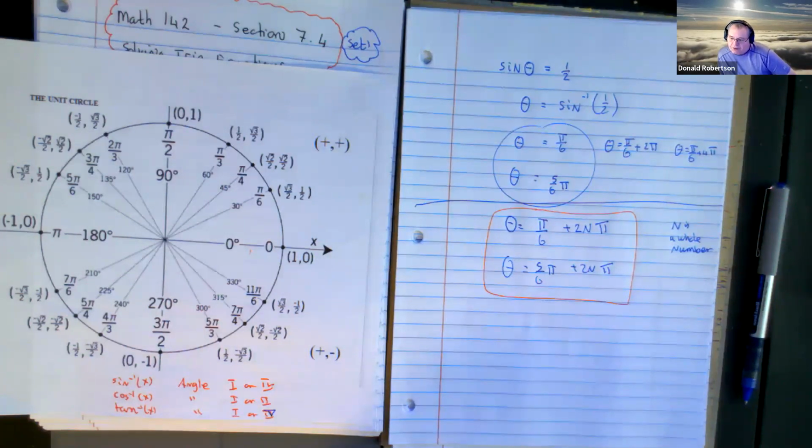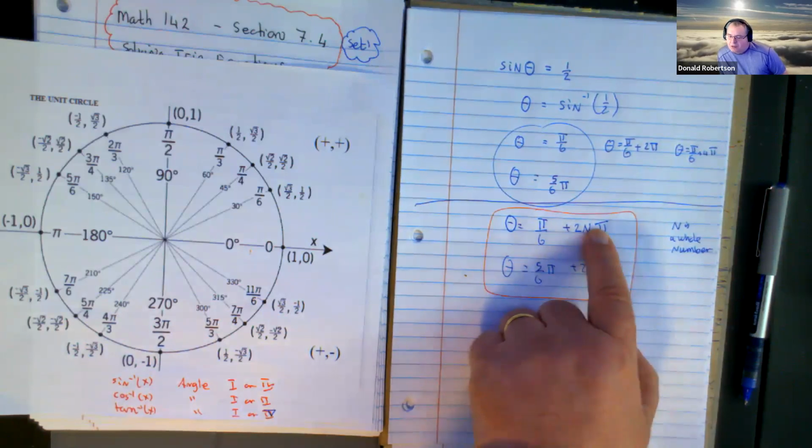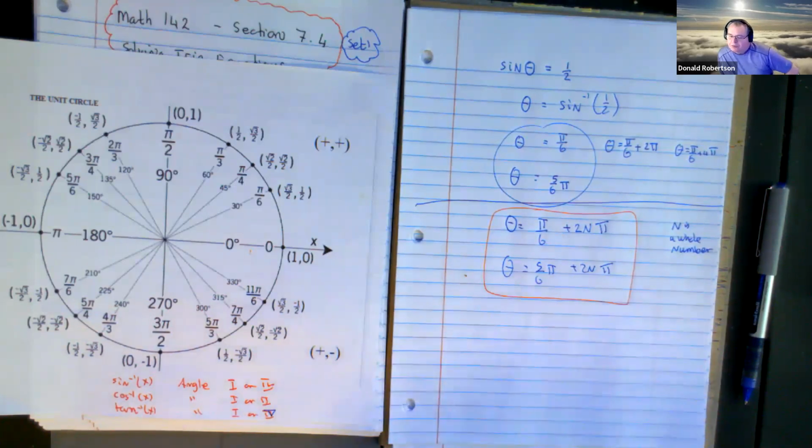Are we okay with that idea that there's now going to be an infinite number of solutions, right? Because we're not making any restrictions. And we're saying theta is this guy plus any multiple of 2 pi you like, or this guy plus any multiple of 2 pi that you like. Are we good?